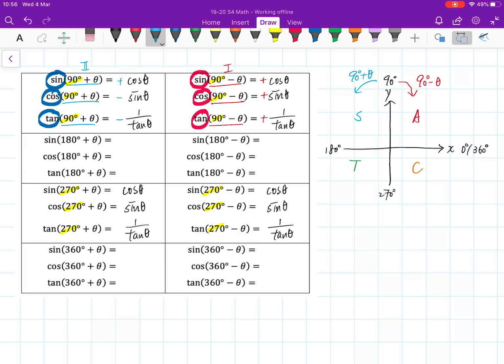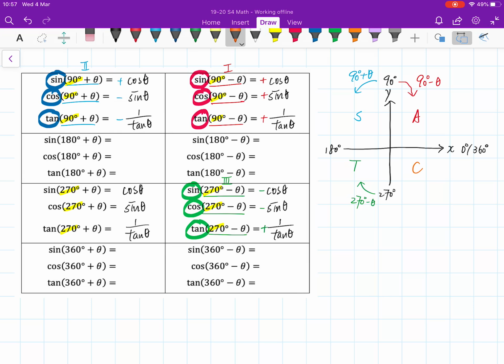So then let's move on to 270 degree minus theta. Okay, so 270 degree minus a small angle theta, it will fall into quadrant 3. So for quadrant 3, only tangent is positive, and for cosine and sine, they are negative.